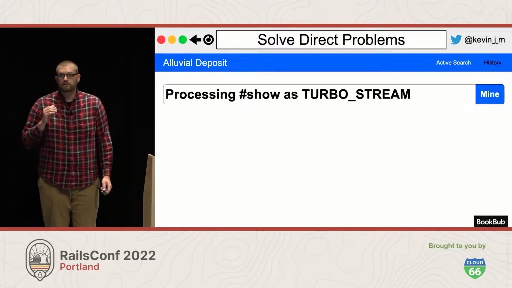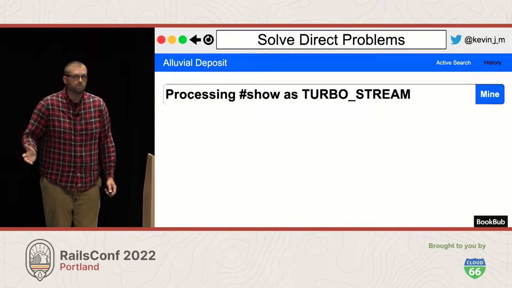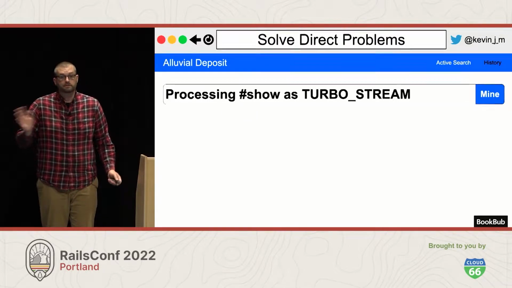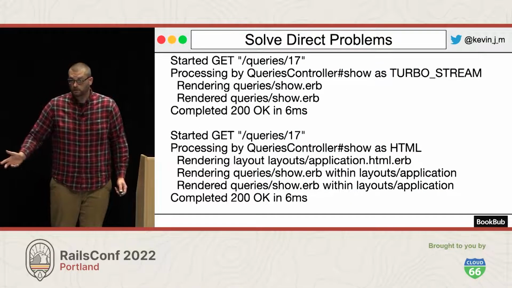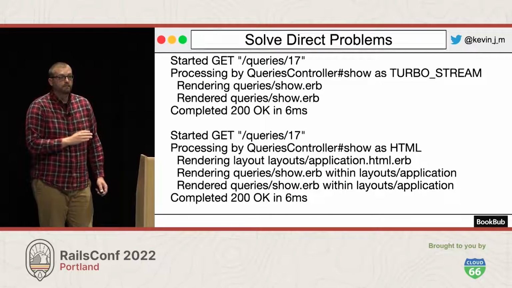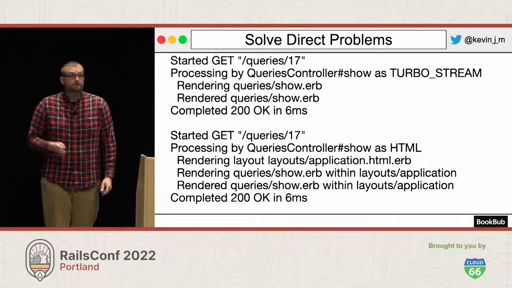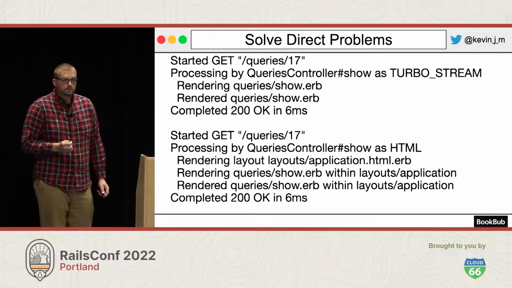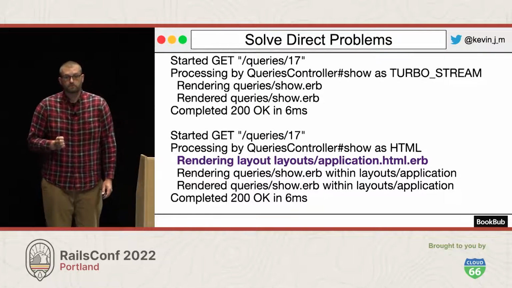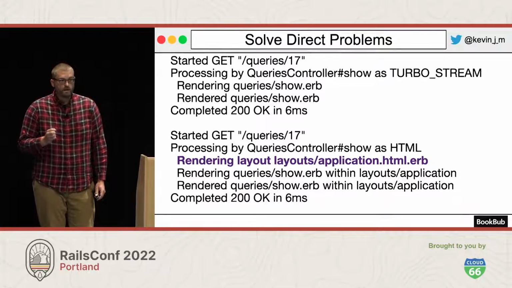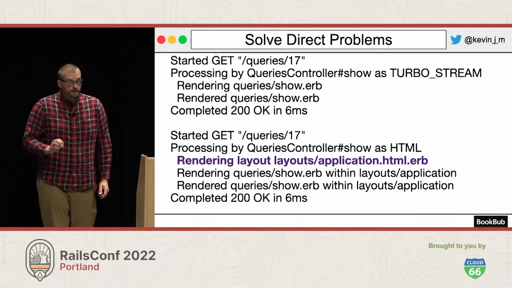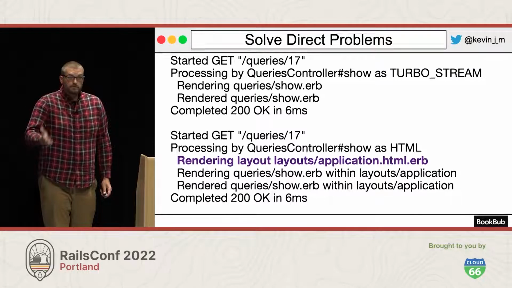So I start to think that maybe my show page just doesn't work. So I go into my browser, I type /query/17, I hit enter, and it does render. It's working. So we can see on the top our Turbo Stream request that didn't work, on the bottom our HTML request that did work, and now I'm playing a game of spot the difference. And I notice that the HTML request has an additional line where it's rendering a layout, and the Turbo request is not doing that. So I start to think maybe my problem is that Turbo's not rendering the layout.